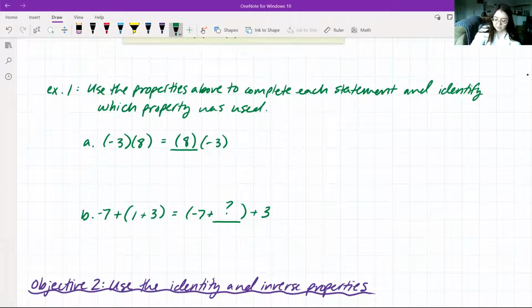So we used the commutative property. Commutative.